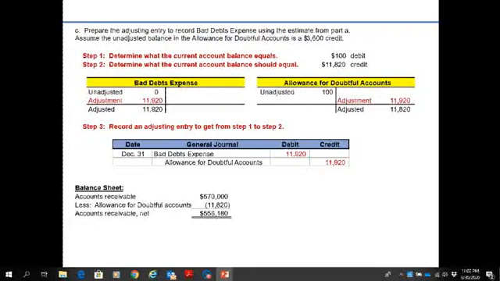It's pretty straightforward. You just have to do the math and then make the adjustments. This bad debt expense and allowance for doubtful accounts is pretty much the journal entry you're trying to make. You just have to figure out how much. So let me know if you have any questions, and we will be working more on this in your homework in Chapter 9. Thanks.